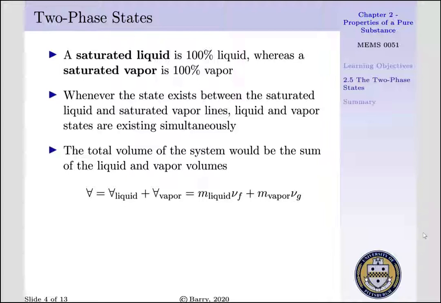That is, whenever a state exists between our saturated liquid and saturated vapor curves, liquid and vapor states are existing simultaneously, and we need to quantify how much liquid and how much vapor is existing simultaneously. Now, the total volume of our system would be that of our liquid and vapor states. That is, our total volume would be the sum of our liquid plus the sum of our vapors. Or this would be the mass of the liquid times our specific volume of our liquid state plus the mass of the vapor times the specific volume of our vapor state.